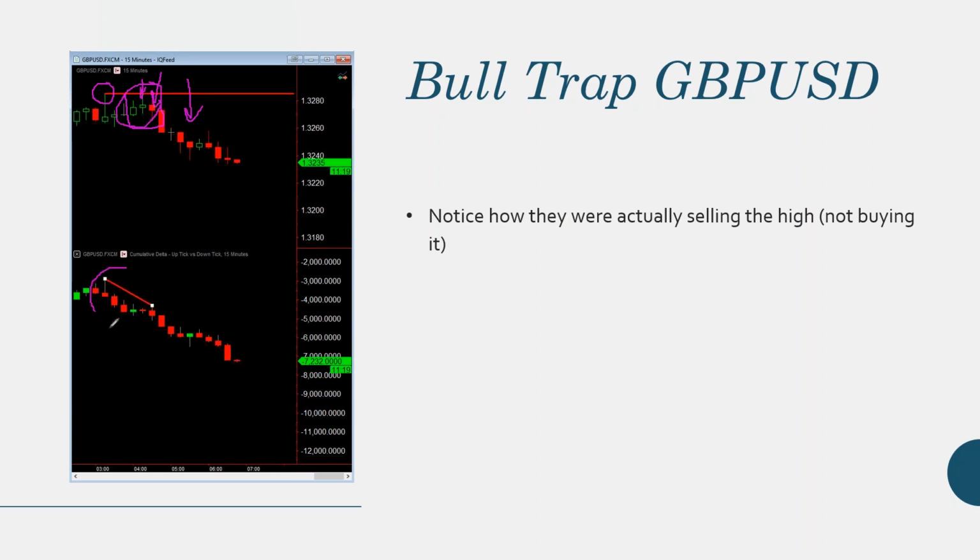Do you see in the volume how much selling was going on? Even though they made a high, they were selling the high, okay? That means their intention is not to take it up, but quite the opposite. They're going to take it down. What they're trying to do is entice more buyers right here, so then they can just take it down.